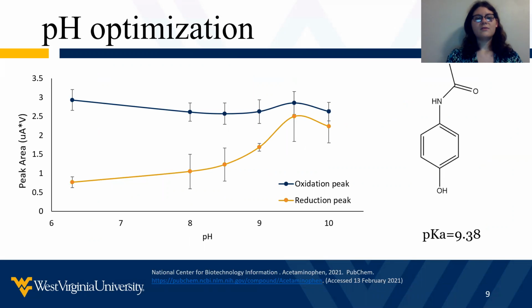The next step was to determine what the best pH for analysis was. We looked at a wide variety of pHs for the Tris buffer, and we saw that similar pHs performed close to each other. We did select 9.5 as the optimal pH, and this is also close to the pKa of acetaminophen, which is 9.38.